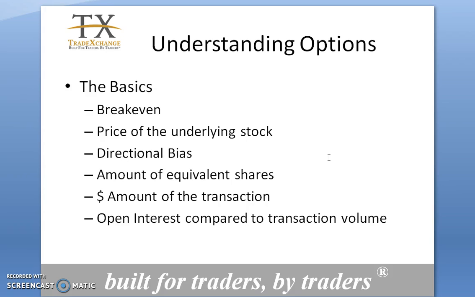The amount of equivalent shares. So for example, as we talked about, one contract of an option is equivalent to 100 shares. That's what you get with that particular contract. And what's the dollar amount of the transaction? And even more important is all of these combined. And in addition to that, what is the open interest compared to the transaction volume?